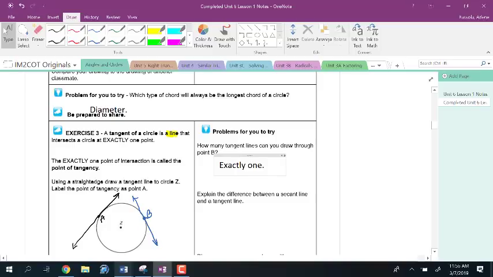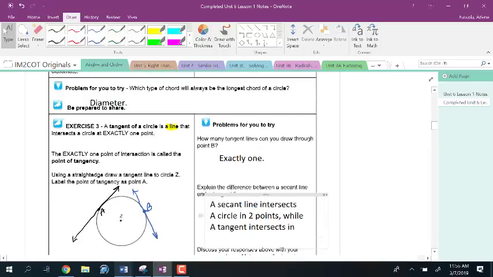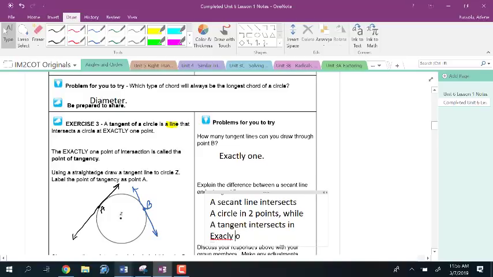And the difference between a secant and a tangent line: a secant line intersects a circle in 2 points, while a tangent intersects in exactly 1 point.